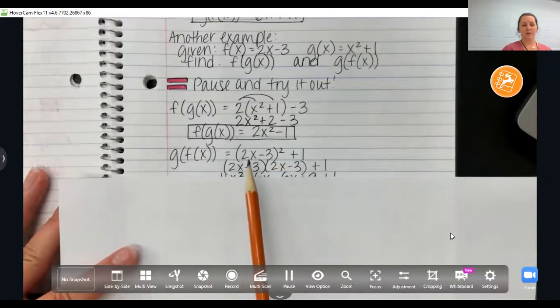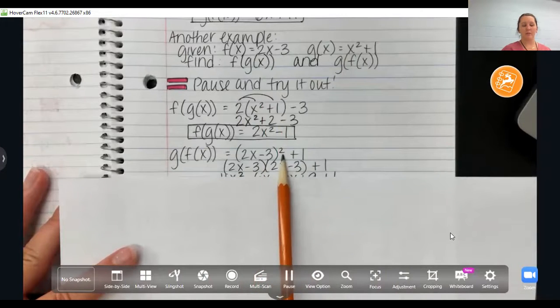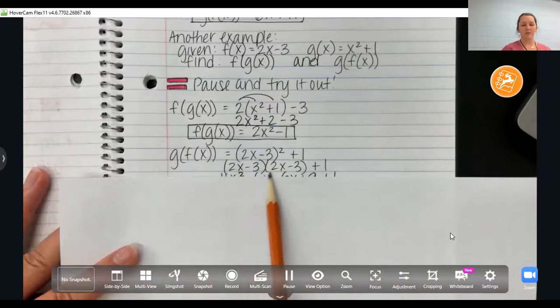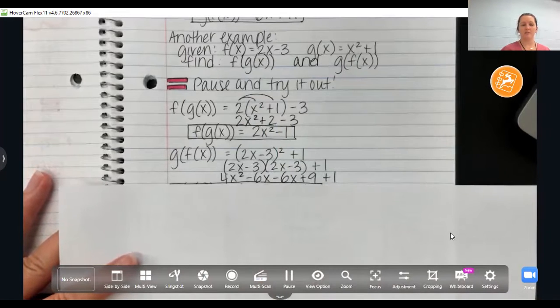So what does that mean? What does 2x minus 3 squared mean? It means we're multiplying binomials. Let me find my word. We're multiplying our binomial here, 2x minus 3, with itself, right? So we're squaring it. 2x minus 3 times 2x minus 3 plus 1. You can multiply this using the FOIL method or the box method, whatever is your choice.